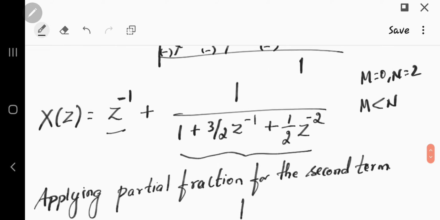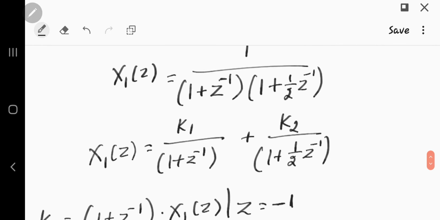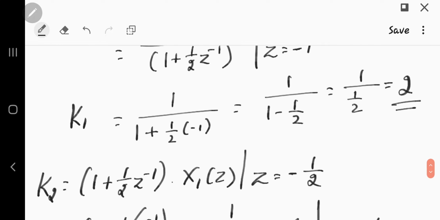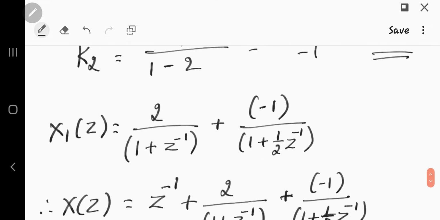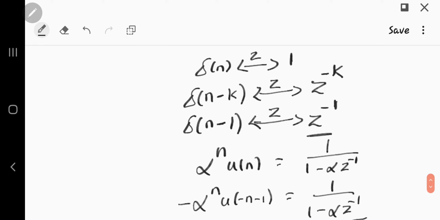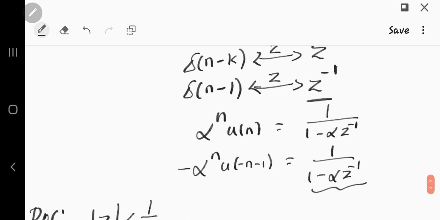Both numerator and denominator should be arranged in this way while performing the long division method. So after that, the second term, we just rename it as x1 of z, and the remaining steps are similar to the previous problems. You will have to find the unknowns k1 and k2 by applying partial fraction, and then combining all you will get x of z. And looking at the table, you have to remember which form it looks like, and based on the ROC you have to identify whether it is a right sided sequence or left sided sequence.